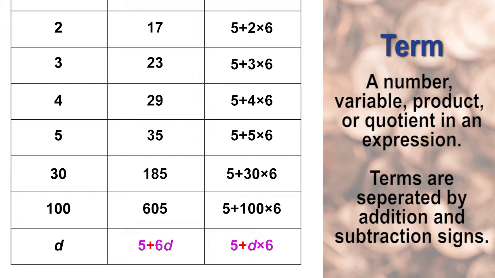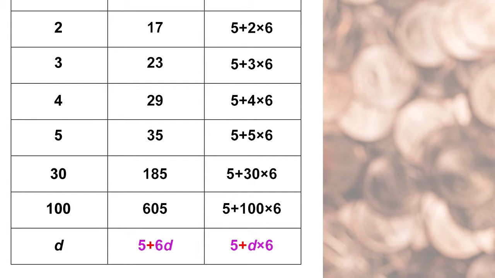One of the terms, 6 times D, is a product, and therefore 6 and D are factors. The total amount of money can be read as the sum of a product and a constant.